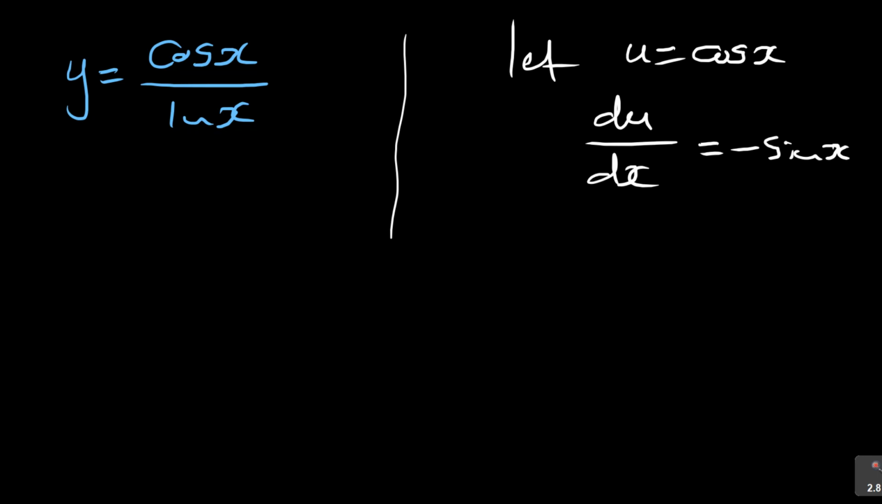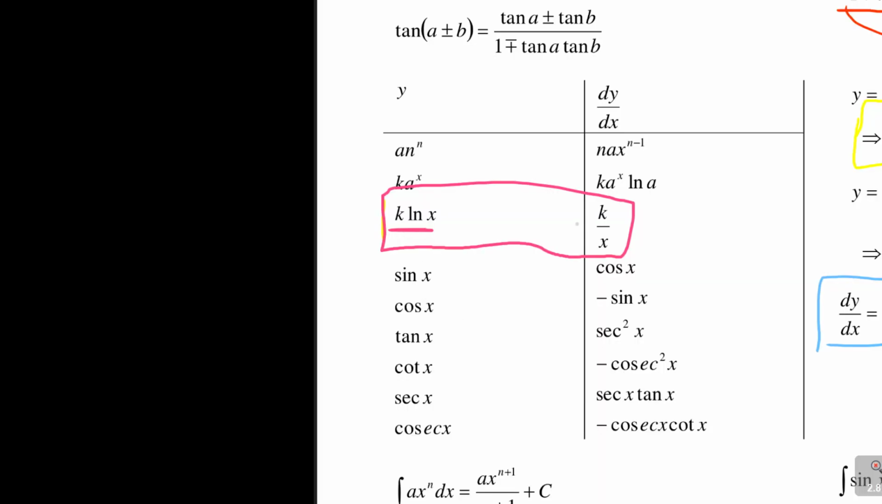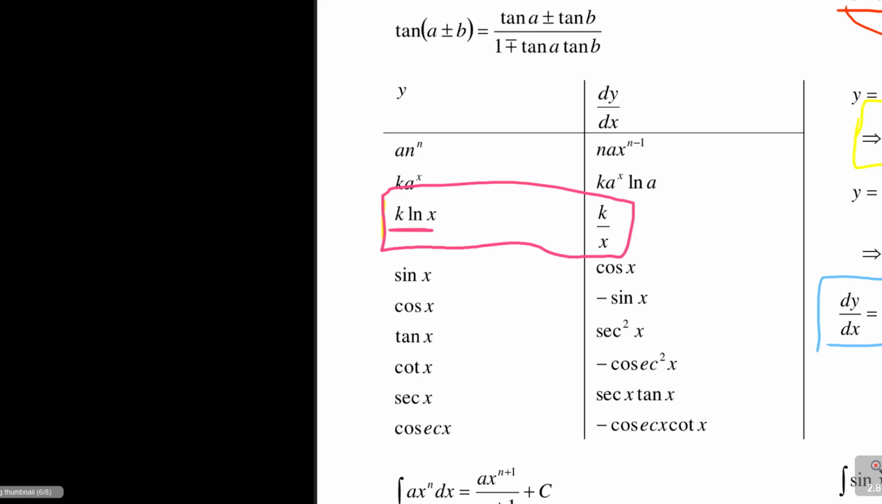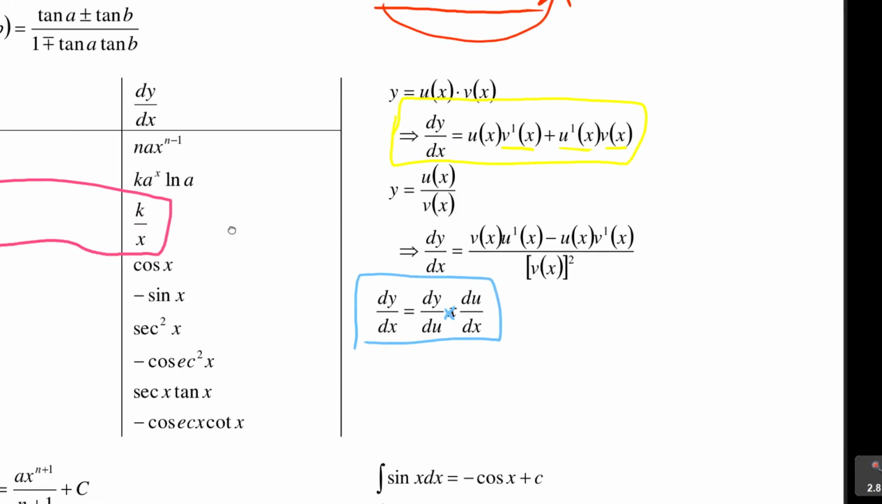And then you continue again and say, let v be equal to ln x, so dv over dx is equal to, now remember when you're differentiating ln, it is 1 over x. So in here I'll have 1 over x. Which means if I'm to apply the formula now, let's come to the formula. This is the formula that I'm going to be using.